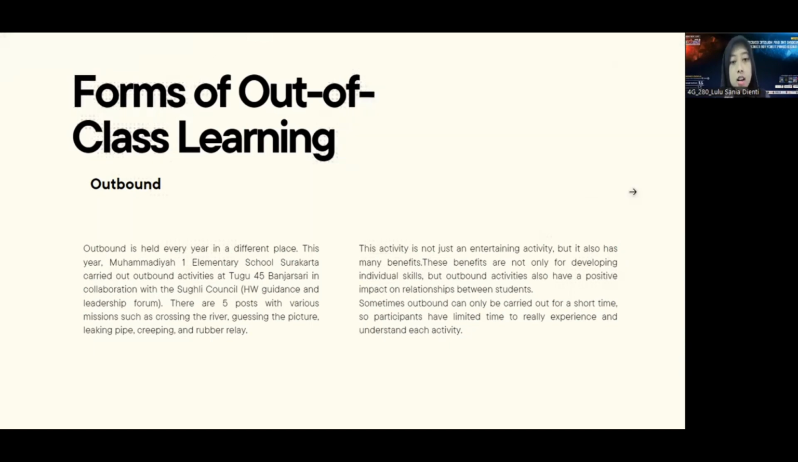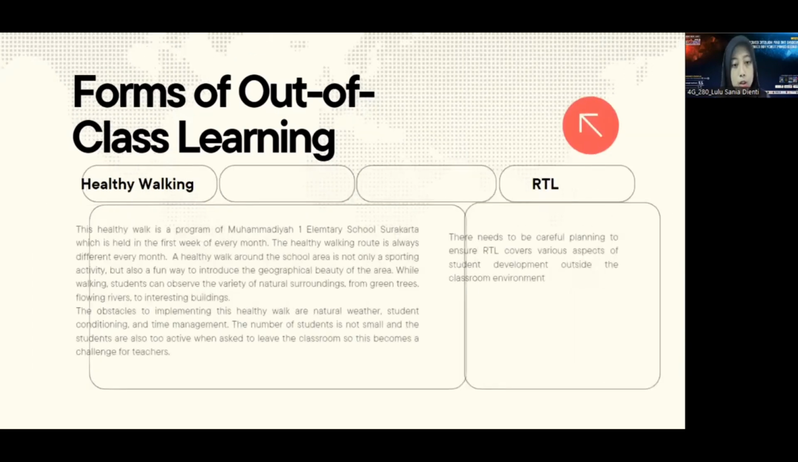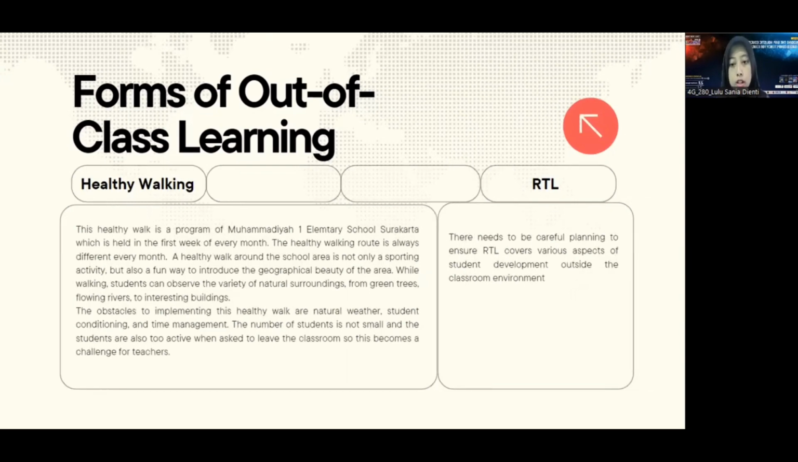And last, healthy walking. This healthy walking is a program of Muhammadiyah 1 Elementary School Surakarta, which is held in the first week of every month. The healthy walking route is always different every month. Walking around the school area is not only a sporting activity, but also a fun way to introduce the geographic beauty of the area. While walking, students can observe the variety of natural surroundings, from green trees, flowing rivers, and interesting buildings.